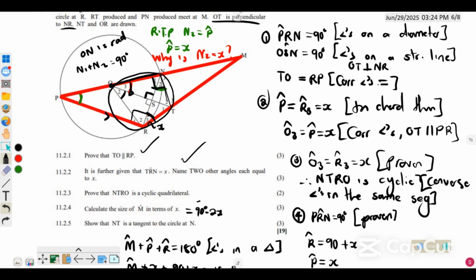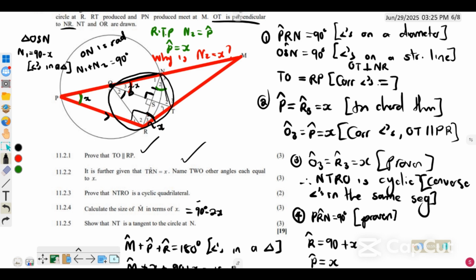Okay, so we have N1. Do we have N1 though? Wait, yeah, we do have N1. We can calculate N1. Look at that triangle OSN. In triangle OSN, O3 we calculated, we found X. Remember, it's equal to that. We have a 90 there. So N1 will be equal to 90 minus X, sum of angles in a triangle. Now, in order for N1 and N2 to add up to 90 degrees, it means N2 must be X as well. And I think this is what we were struggling to find. This is what we had initially, in our previous stage.